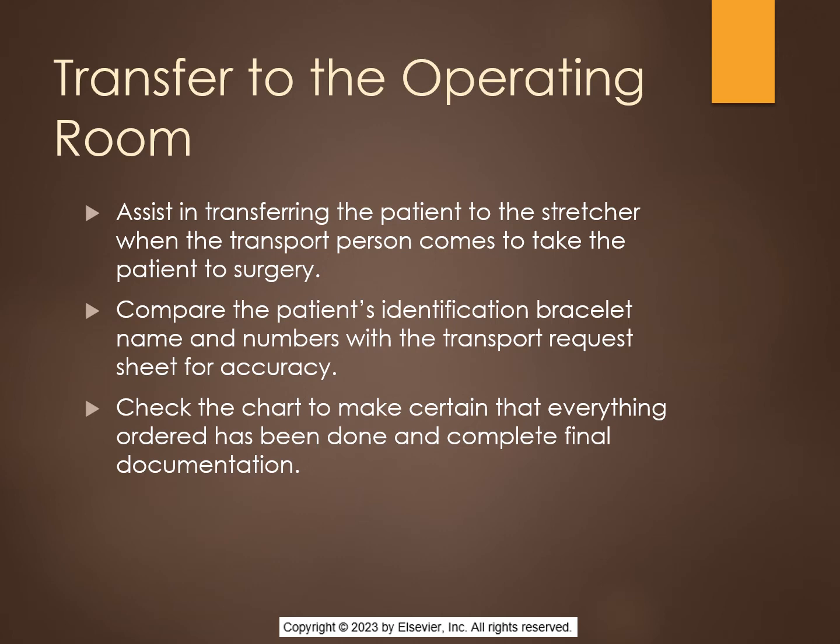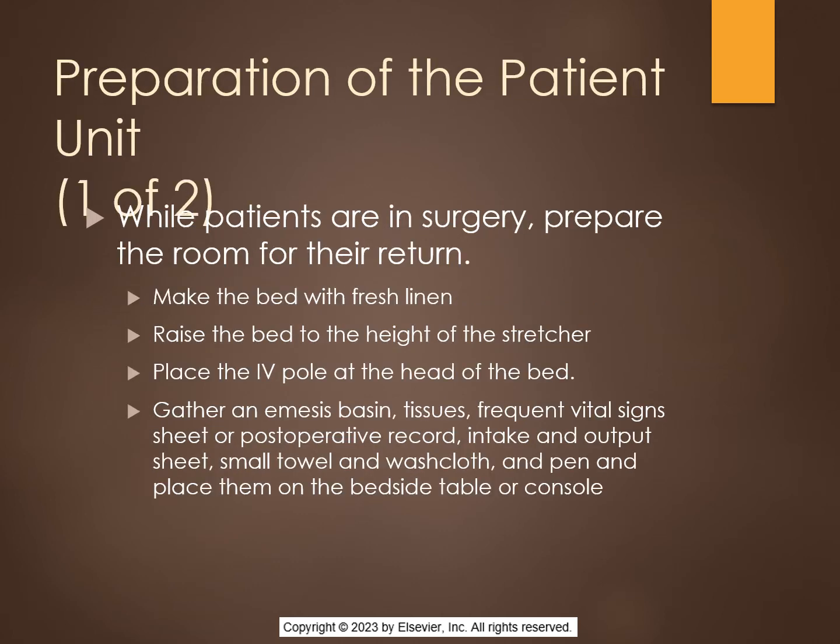Place the IV pole or pump at the head of the bed. Gather an emesis basin or bag, tissues, a frequent vital sign sheet or postoperative record, an intake and output sheet, and a small towel and washcloth. Place these items at the bedside table or console. A thermometer, sphygmomanometer, pulse oximeter, and stethoscope should be close at hand on the patient's return to the unit.